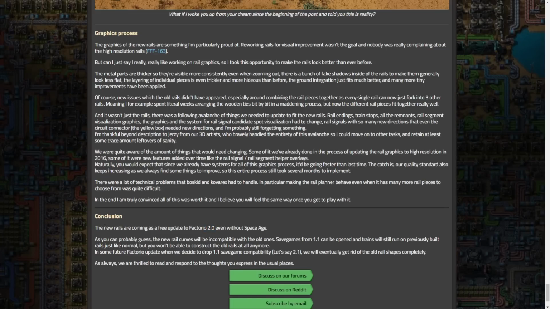What the difference is, some of it you will have to purchase the expansion to have access to, and then some of it, like the rail stuff, will just be added to the base game when that comes out, but it won't be there beforehand, unfortunately.